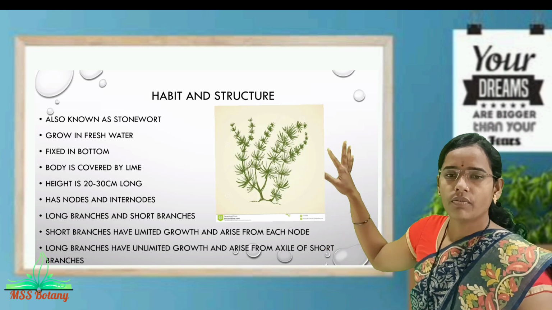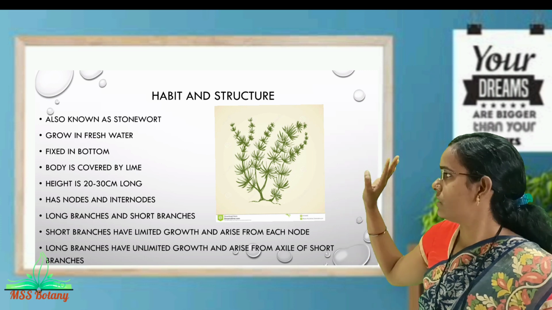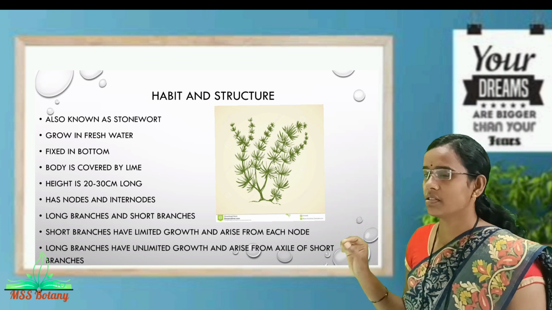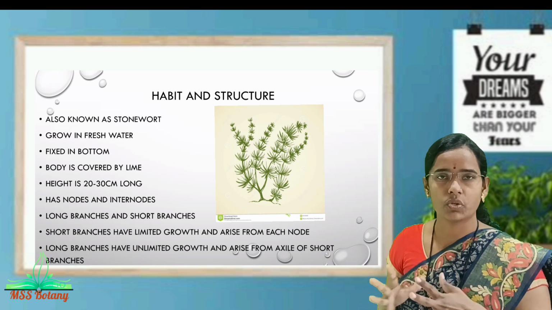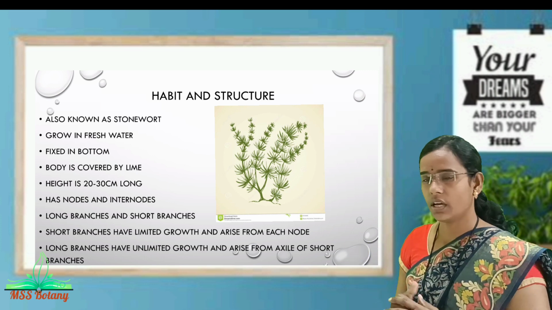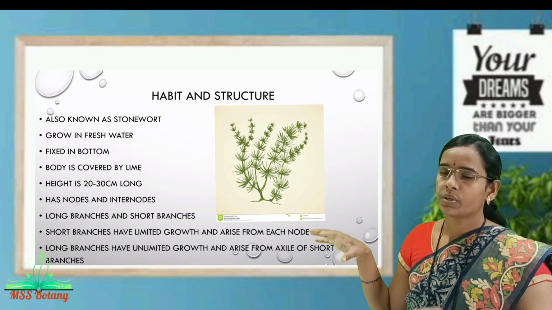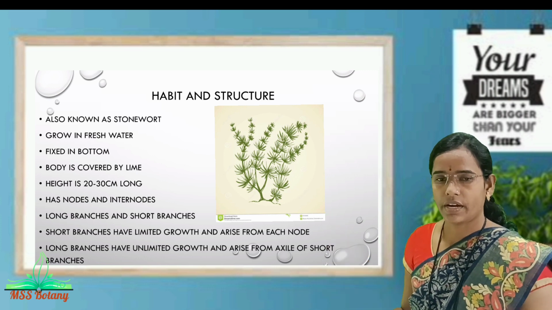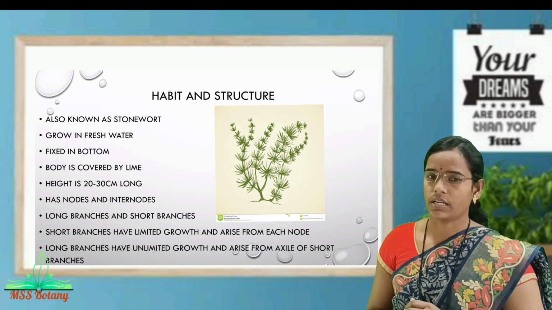It is fixed at the bottom with rhizoids. Rhizoids are structures which look like the roots of angiosperms, and with the help of these rhizoids, Chara is fixed in position. They stand erect due to the presence of the rhizoids.